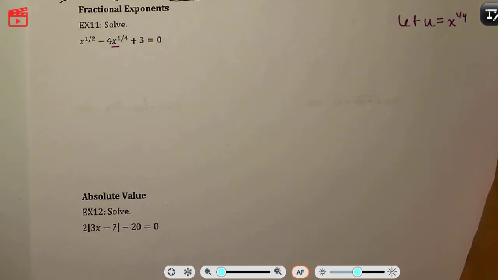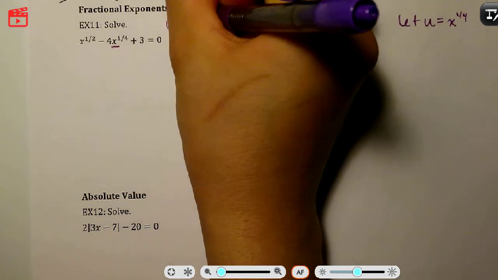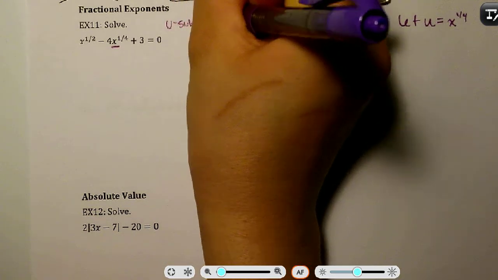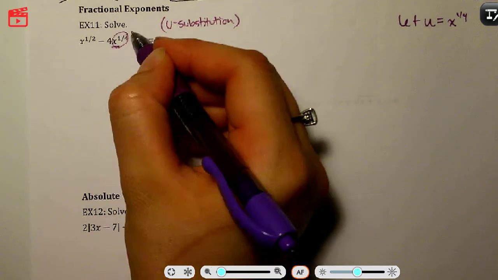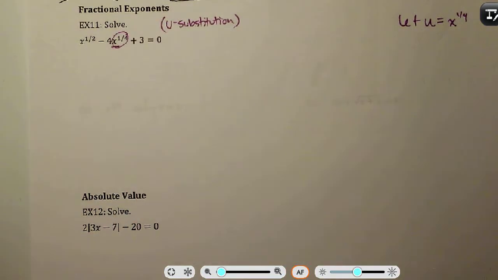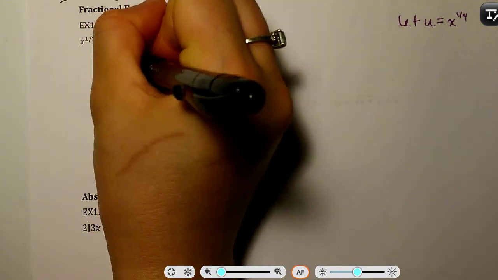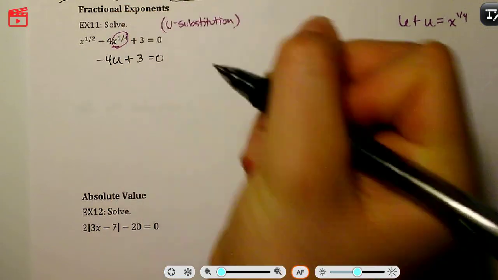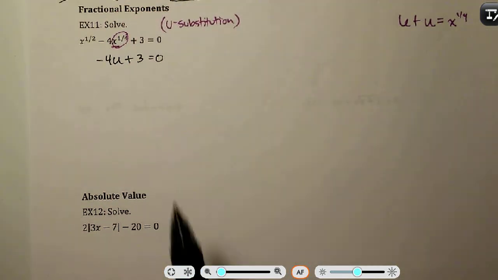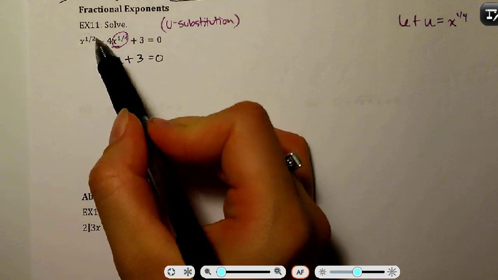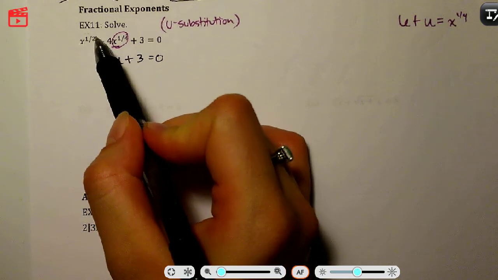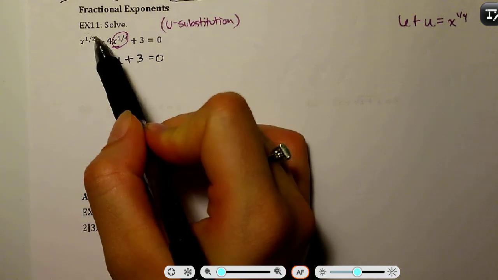Okay, so we're going to go ahead and sub that in, hence using u substitution. So in place of the x to the 1/4, we're going to rewrite it with a u. So minus 4u plus 3 equals 0. But we have a problem. We need to rewrite this in terms of u as well. How can we do that?